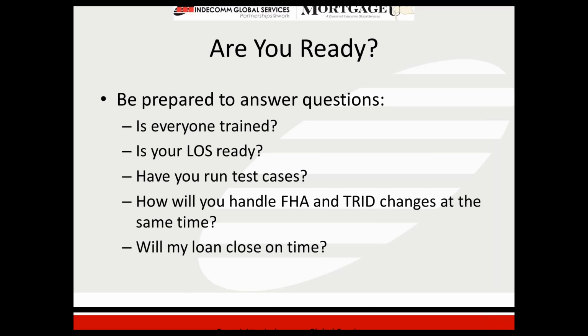Will your loan close on time? Sometimes with the new guidelines, there might be some delays with getting the appropriate documentation because we're all getting used to what the 4000.1 guidelines call for. But don't forget your document expiration dates as well.